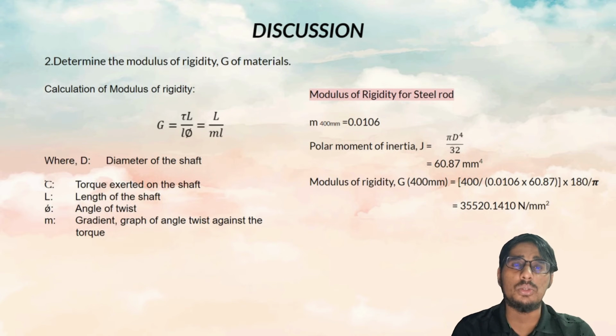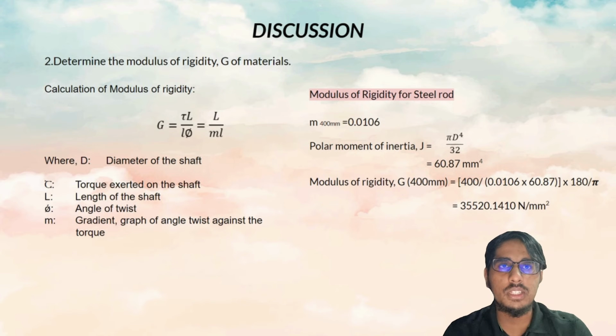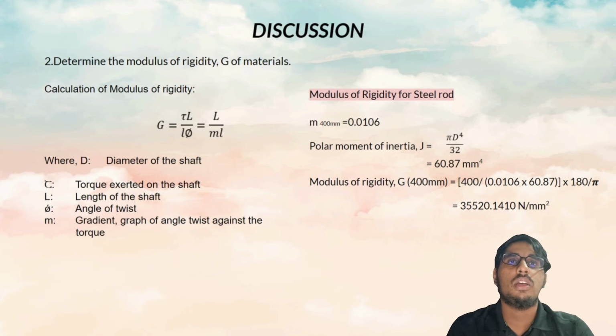directly proportional to torque. So, now for the modulus of rigidity for the steel rod, we have the gradient of the graph, which for 400 mm is equal to 0.0106. The polar moment of inertia J can be calculated by pi times d to the power of 4 divided by 32. So, the answer is 60.87 mm to the power of 4.